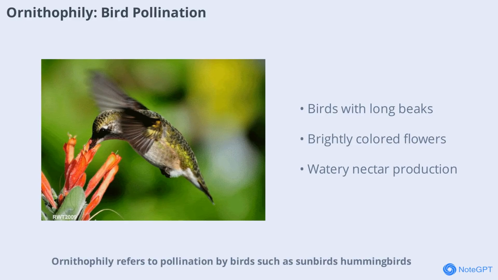Ornithophily refers to pollination by birds, such as sunbirds, hummingbirds, and parrots. These birds are typically small and have long beaks, allowing them to reach deep into funnel-shaped flowers. Ornithophilous flowers are brightly colored and produce large amounts of watery nectar. Their floral parts are often leathery and sometimes edible, providing both nourishment and attraction for their avian visitors.